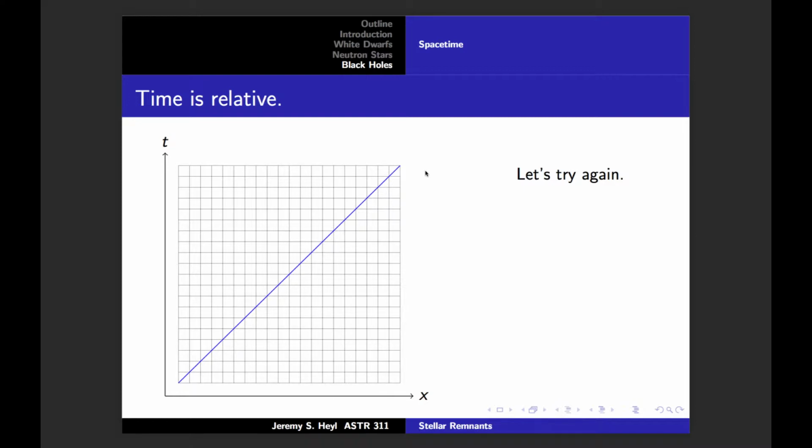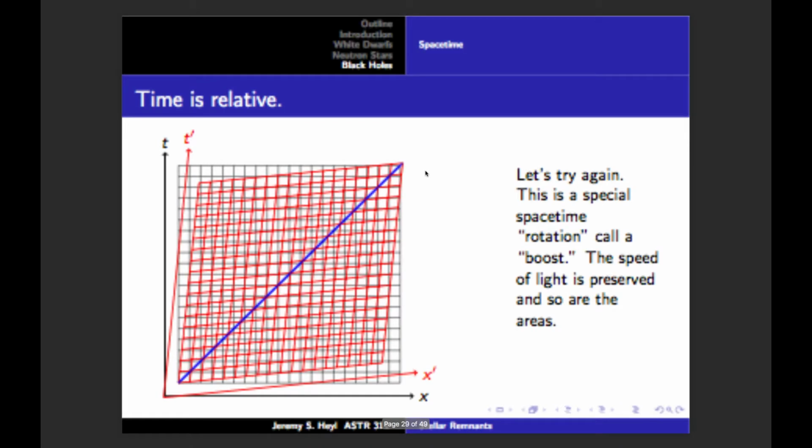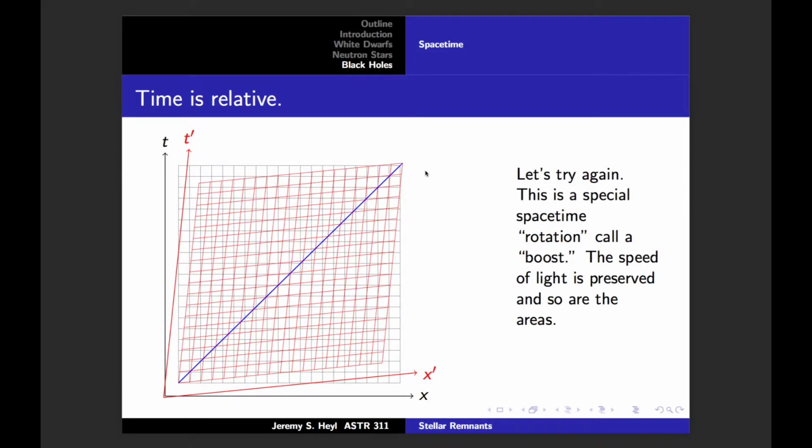So here it is. Again, we're going at the speed of light. But what he came up with was this weird sort of thing. It doesn't rotate like you think. Everything squeezes in. So instead of being a grid that's perfectly square, if I look from one point of view, the grid is squished relative to the other. It's weird, I know, and it might upset you.